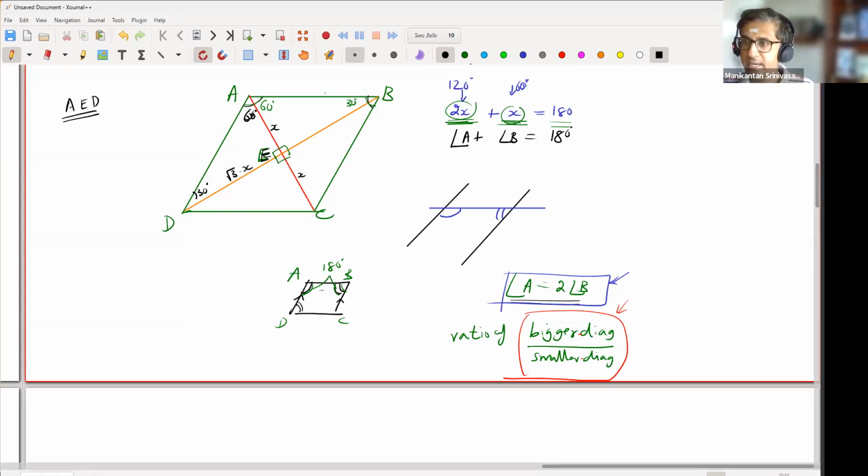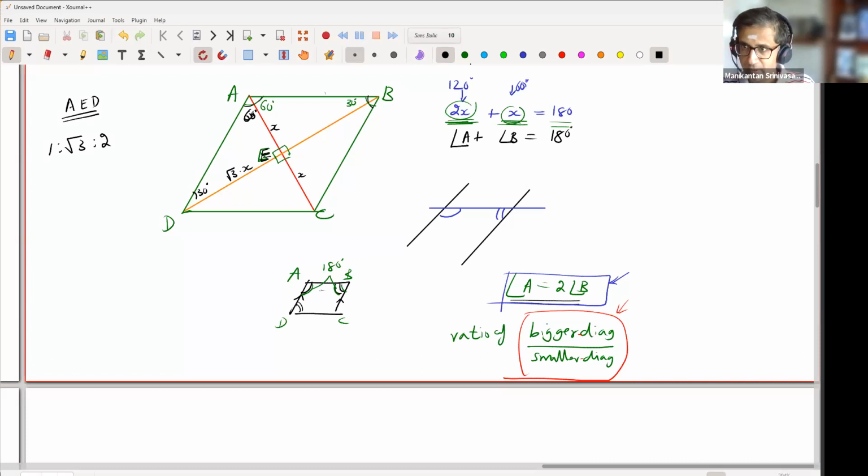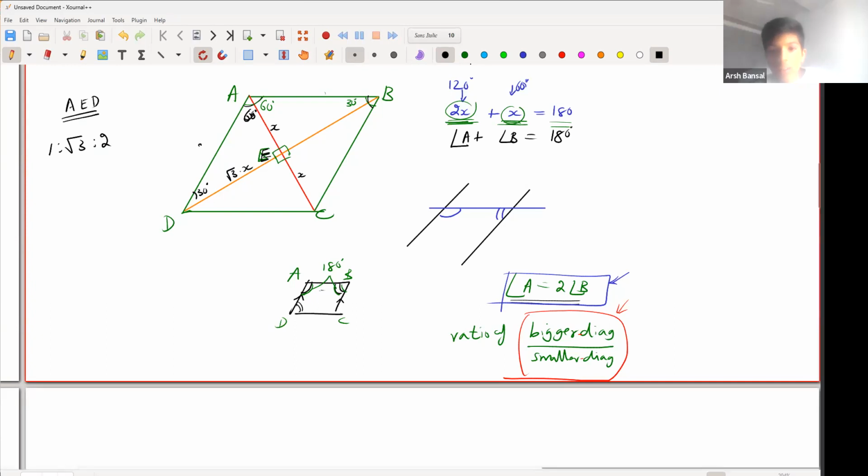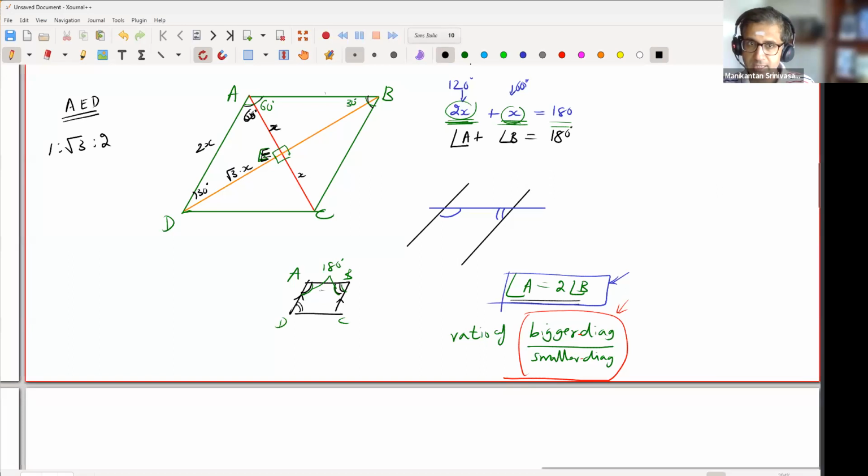And in any 30, 60, 90 triangle, the ratio of the side lengths is 1 is to root 3 is to 2. You remember, we recapped that formula just before doing this question. The one opposite to 30 degrees is the smallest. The one opposite to 60 is the medium. And the one opposite to the 90, the hypotenuse, is the longest. That ratio is 1 is to root 3 is to 2, and that's exactly what he's doing here. He's saying this is x, this is root 3x.